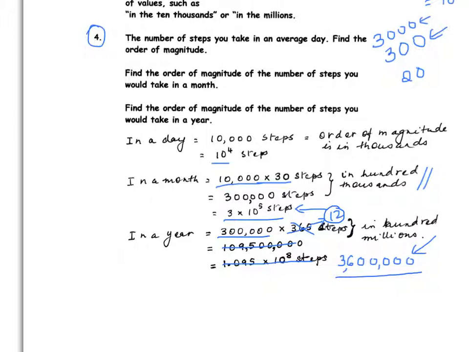Now, another way of calculating the number of steps in a year is by taking 10 to the fourth power, which is the number of steps in one day. And now that number, if it's multiplied with 365, that would give us approximately the same answer as this. That is the total number of steps taken in a year. So notice the error here.